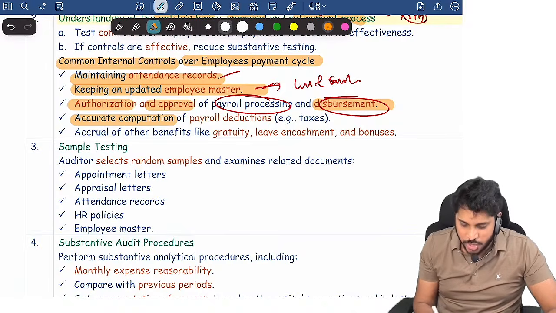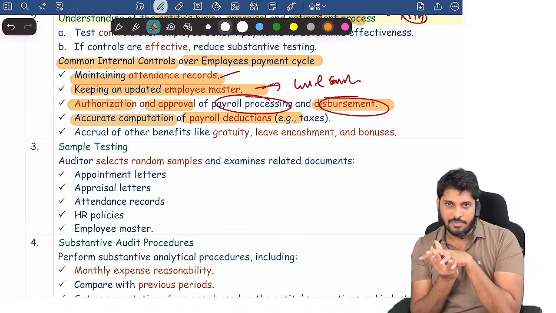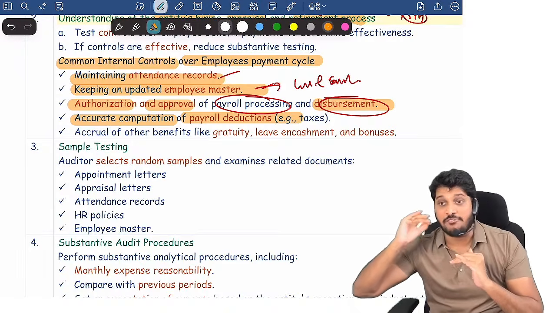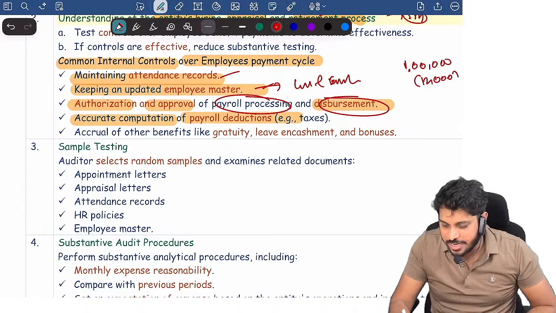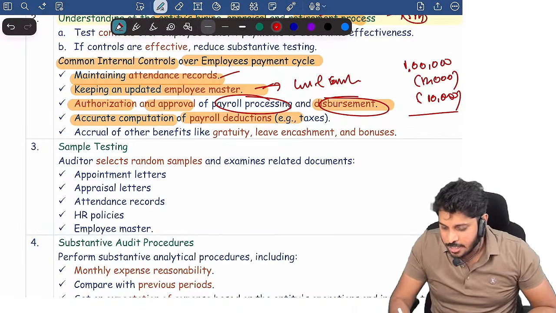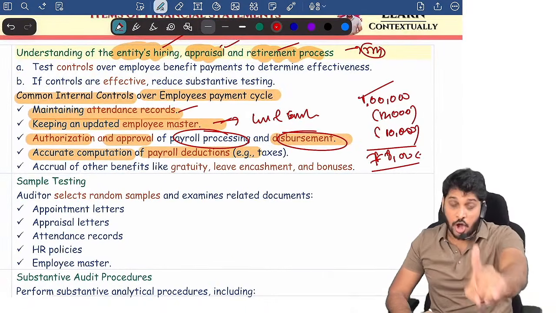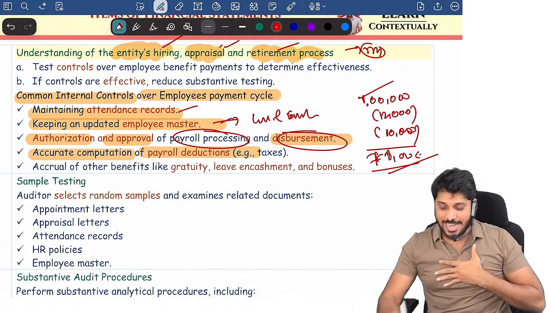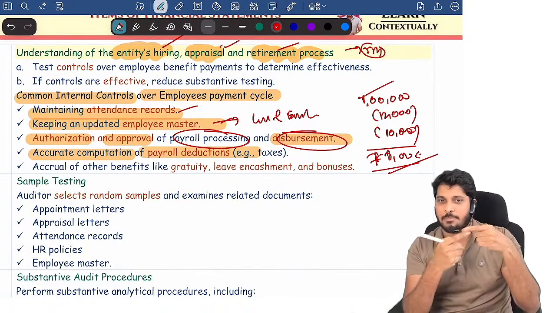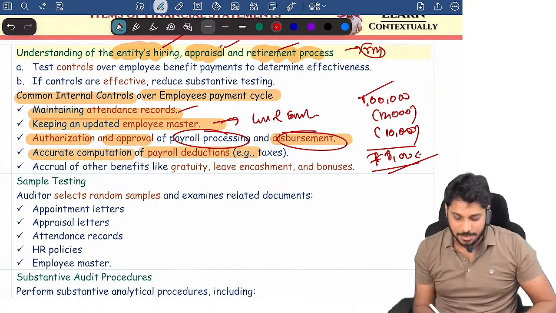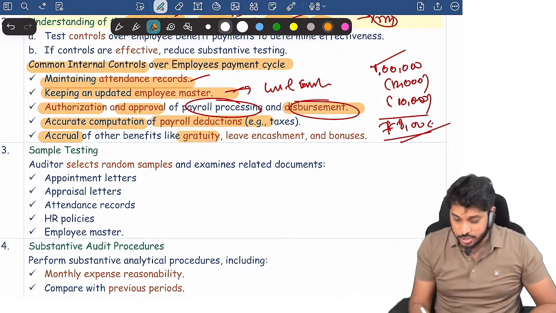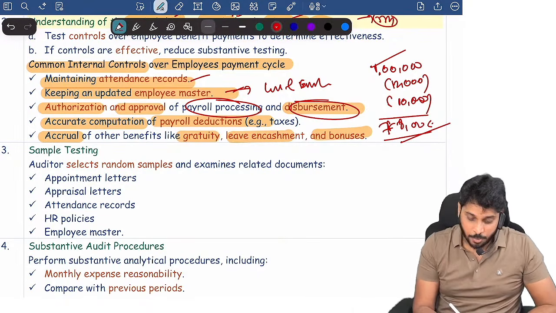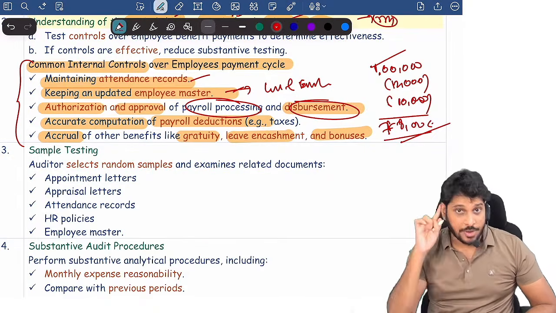Next, accurate computation of payroll deductions. Now tell me, in 1 month, we have to pay one employee 1 lakh salary, but actually 1 lakh salary we won't pay him. In that month, 12,000 provident fund deduction is there, 10,000 TDS deduction is there, so we will pay only 78,000 into his bank account. So maybe the employee corporate package is 1 lakh per month, but take home salary is 78,000 because deductions apply. ESI, provident fund, TDS, all deductions apply. And see whether company has created provision for gratuity, leave encashment, and bonus. These are the points that we need to test with respect to internal controls.